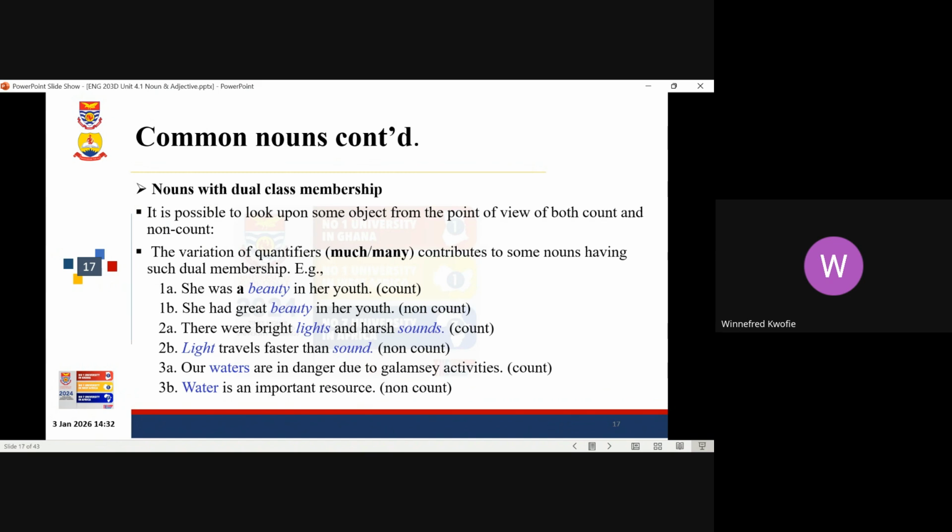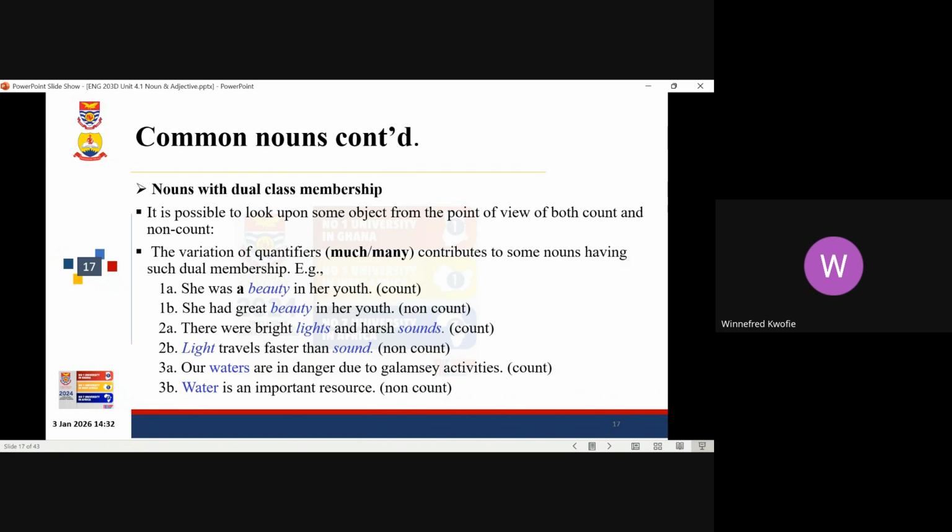Then some common nouns can have dual class membership. Some can be classified as count nouns, and they can also be classified as non-count nouns, depending on the context within which they are found. So look at these examples. Look at the word beauty. She was a beauty in her youth.